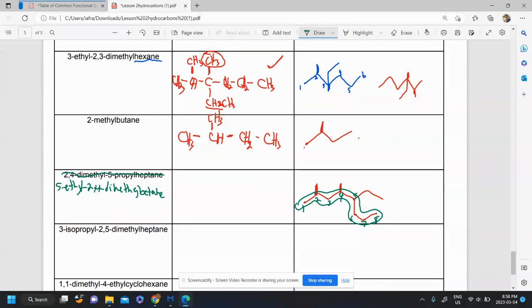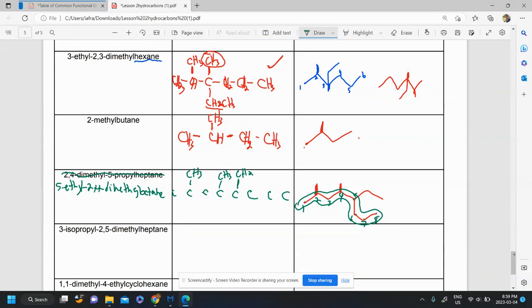So let's go ahead and do the structural diagram for this. Let's do our 8 carbons. That's 1, 2, 3, 4, 5, 6, 7, 8. On carbon number 2, we have a methyl. Carbon number 4, we have a methyl. On carbon number 5, we have an ethyl. So 1, 2, 3, 4, and then 5. They could all be facing down. They could be facing up. Doesn't really matter.